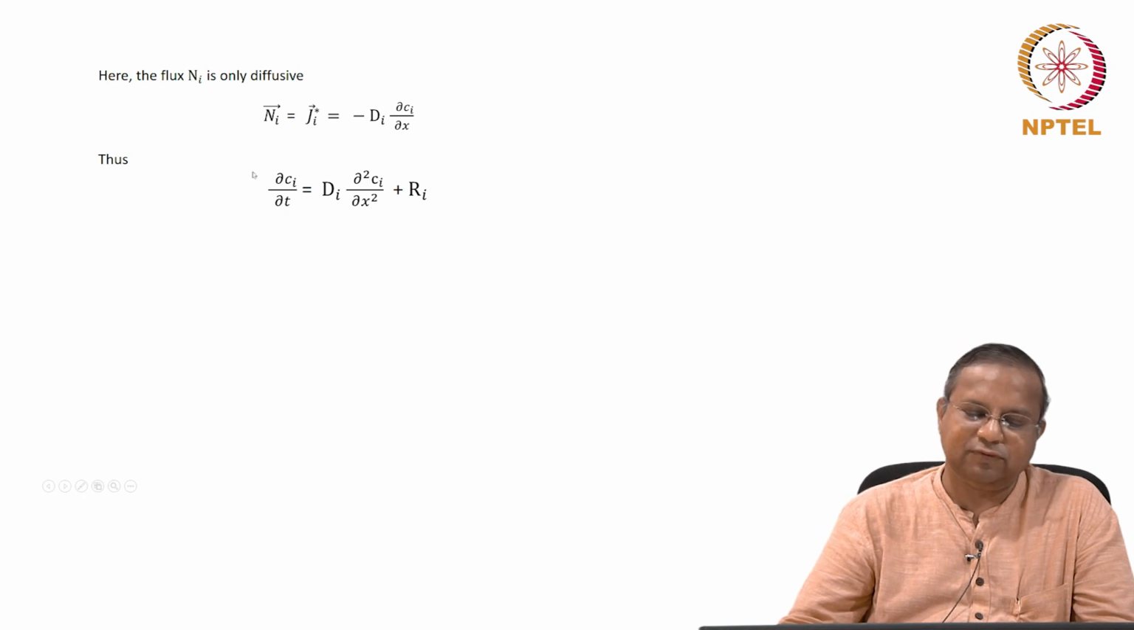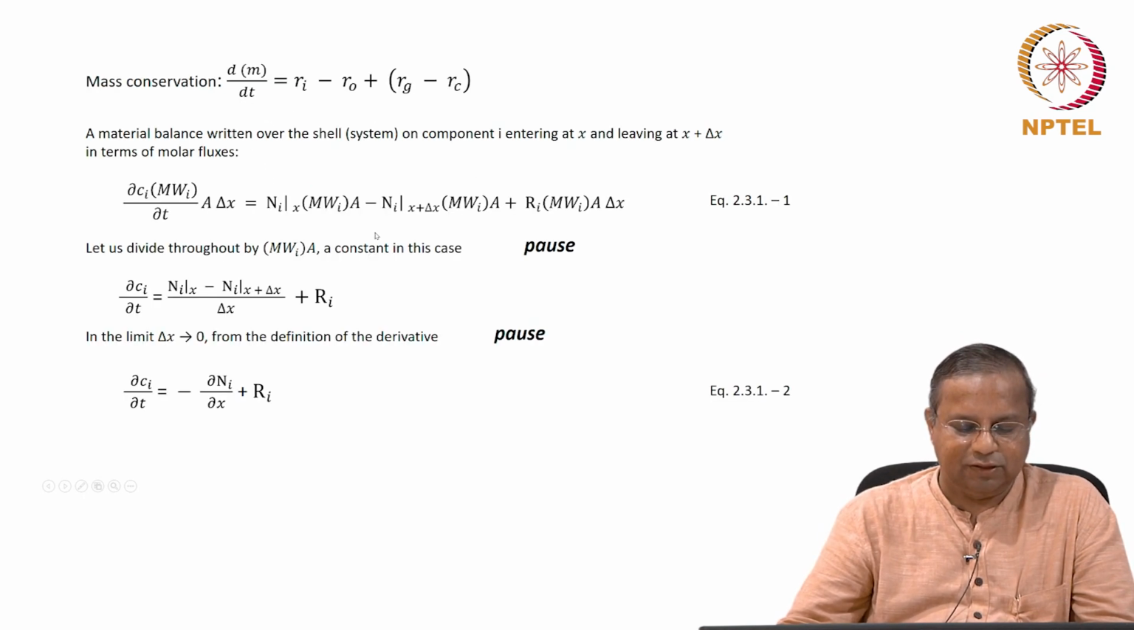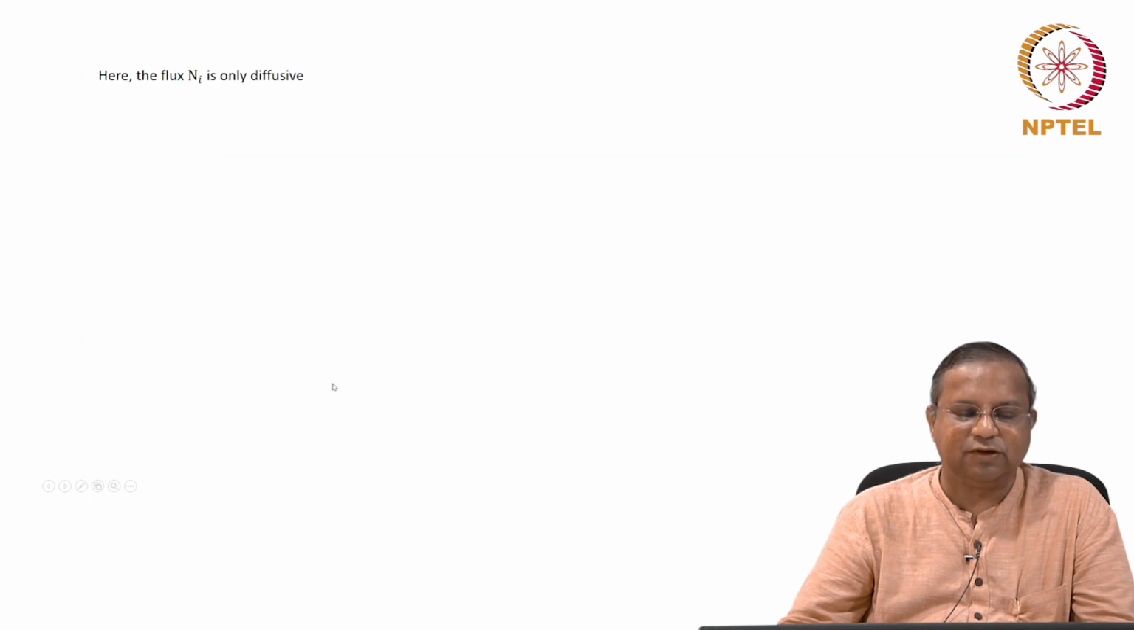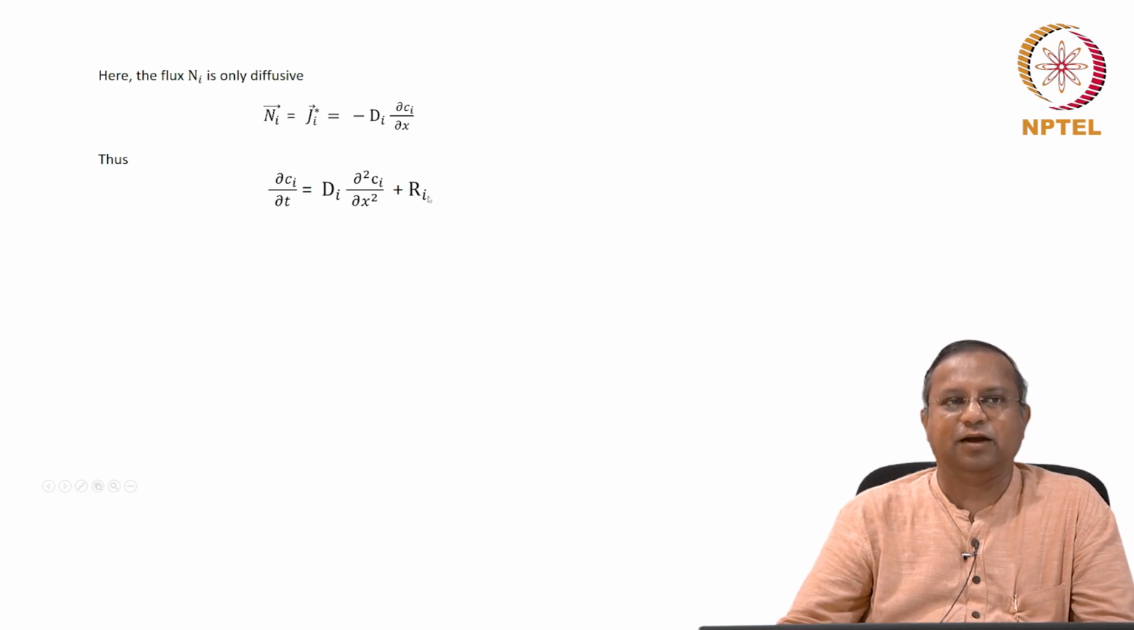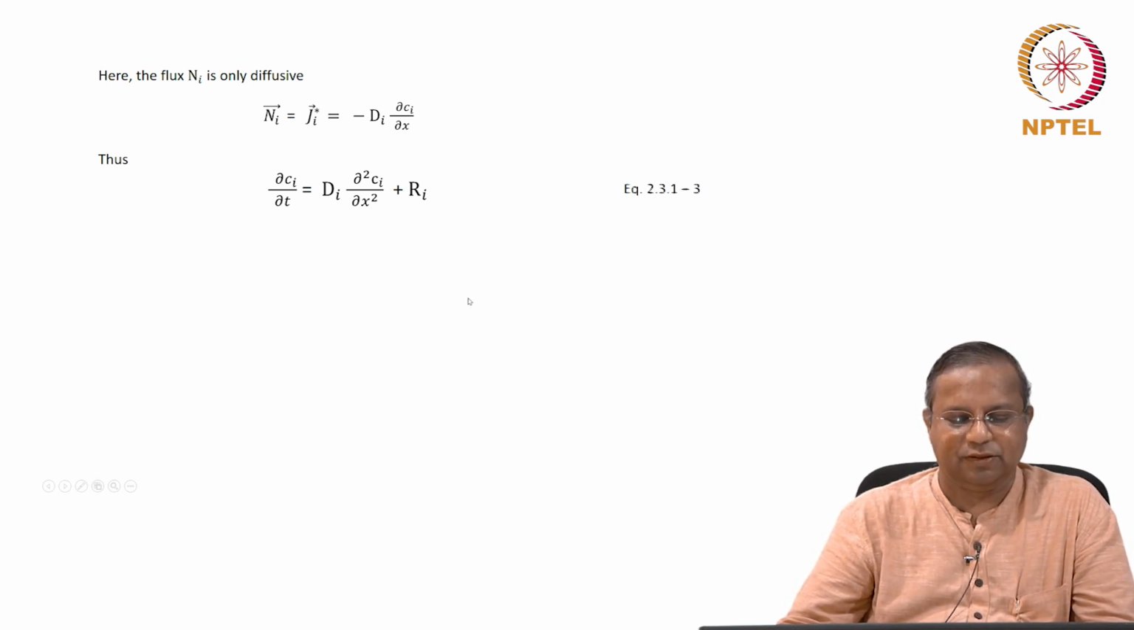You already have a derivative, and then you have a derivative here, ∂Ni/∂x, right, and Ni itself is a derivative ∂Ci/∂x, and therefore you have Di ∂²Ci/∂x², negative negative will cancel out, plus Ri. We will call this equation 2.3.1-3.